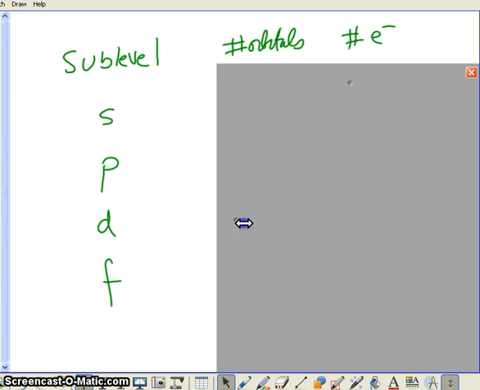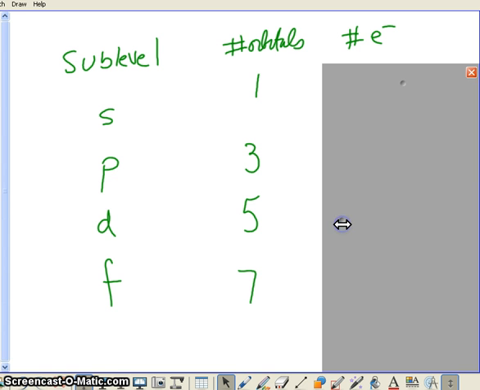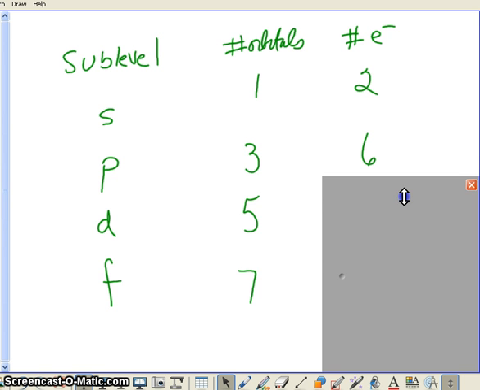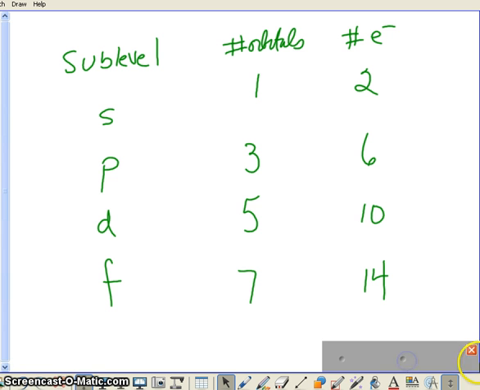Hopefully you remember that the number of orbitals are the odd numbers 1, 3, 5, and 7. There is one orbital in the S sublevel, in the P sublevel, 3, etc. And how many electrons go in an orbital? 2 electrons in an orbital, so the first sublevel can have 2 electrons. The p sublevel can have a total of 6 electrons, d's 10, and f's 14.